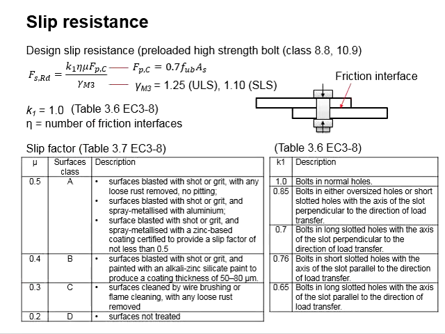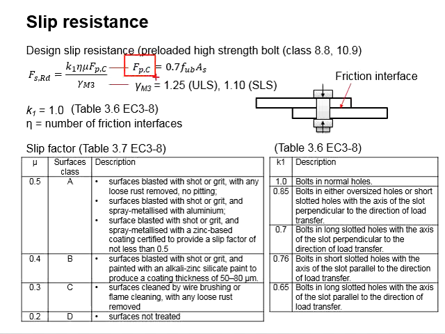Next, we look into the slip resistance design. The relevant equations are given here. The factor of safety used is gamma M3, which, if used to determine the resistance at the ultimate limit state and serviceability limit state, will be different, which are 1.25 and 1.1 respectively.